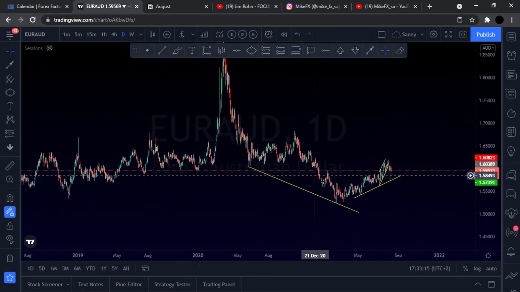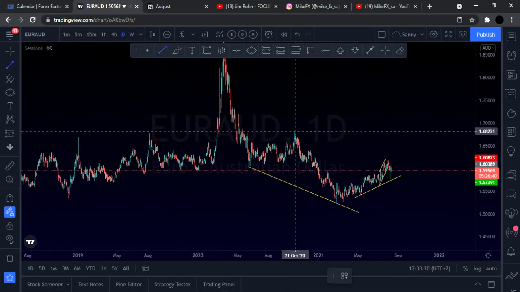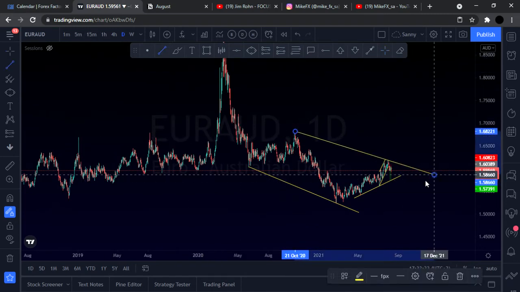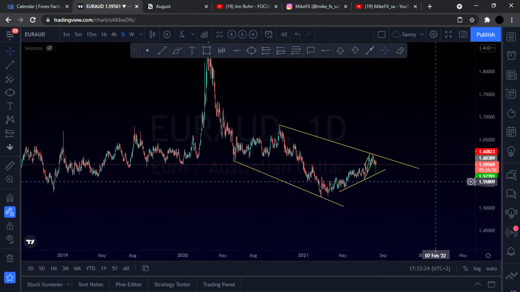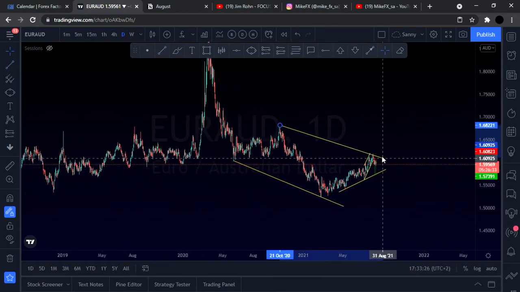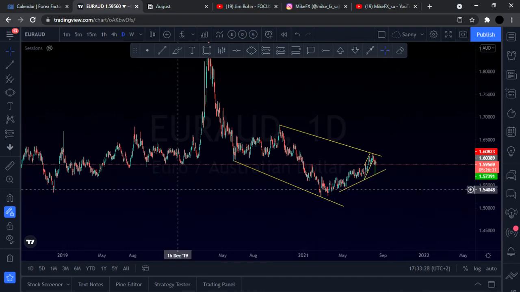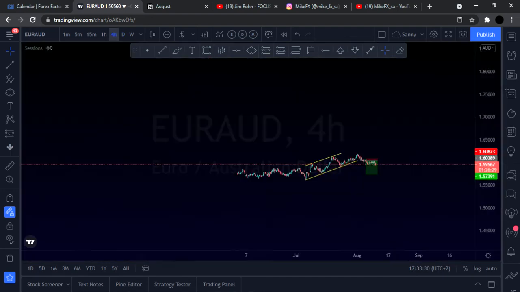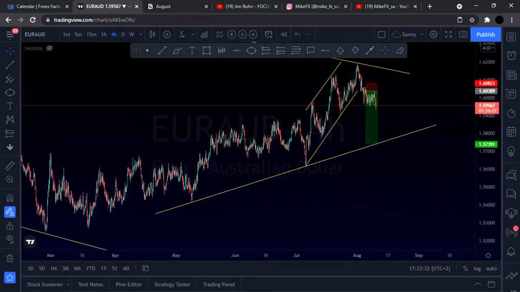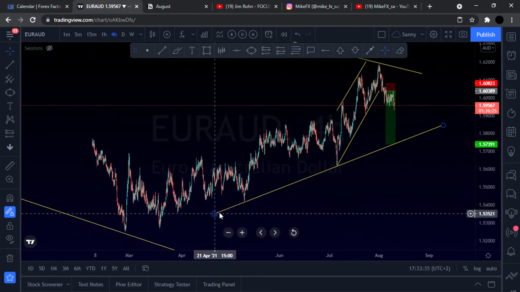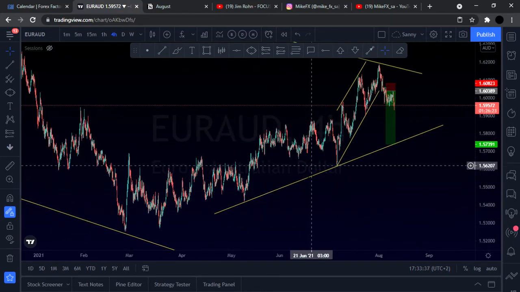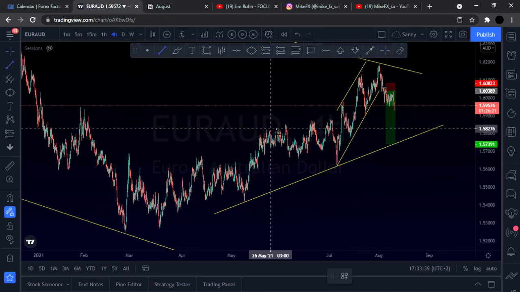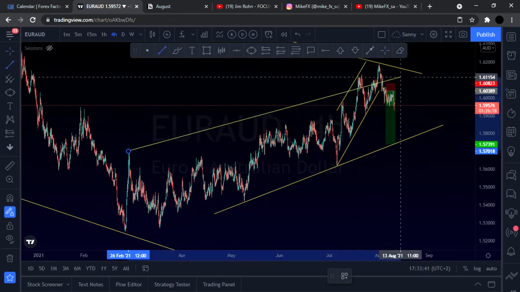As you can see, we are forming lower highs and lower lows. This lower high has been confirmed with the reversal. We are making lower highs and lower lows on our daily time frame, and on our 4-hour time frame you can see that we are very much still within our uptrend here, making higher highs and higher lows.